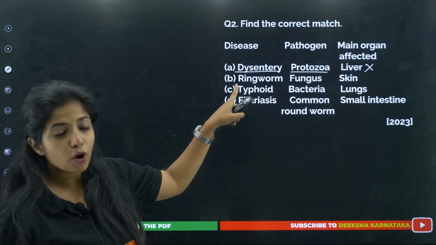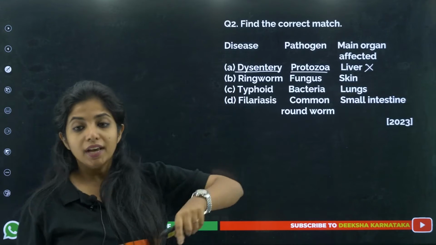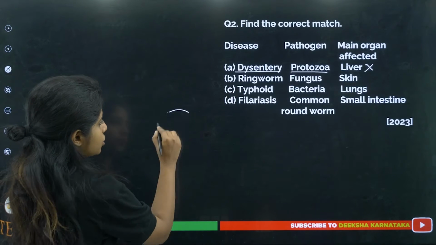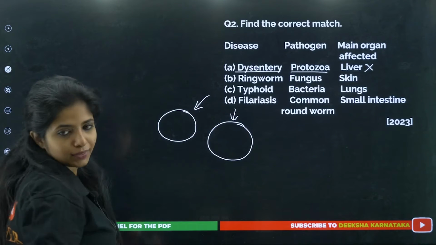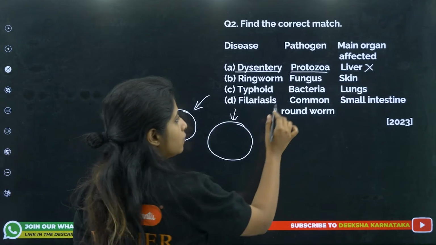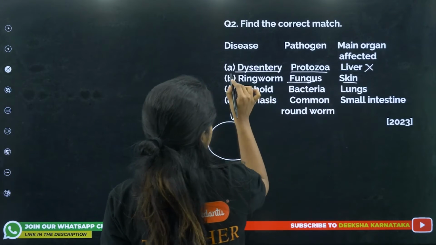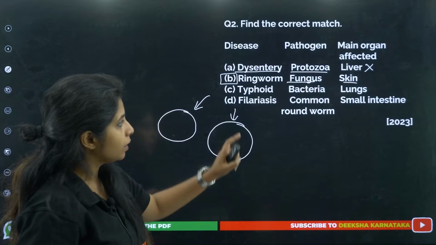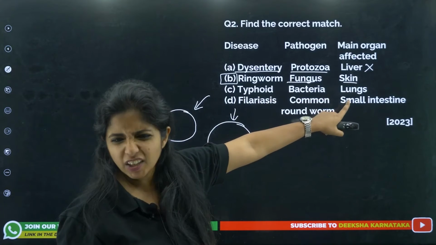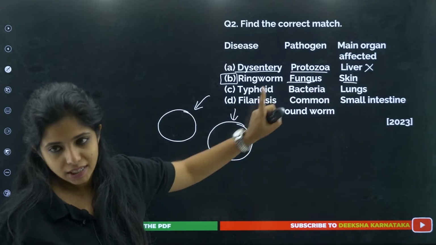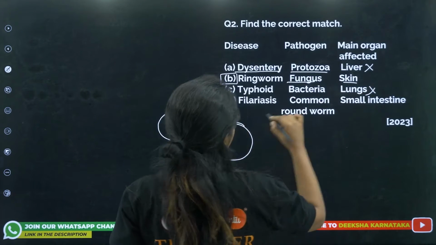Ringworm disease, you always think it's a worm that is causing the disease. No, in ringworm disease you get patches like rings, which is why you call it ringworm disease. But it is actually caused by fungus and it is affecting your skin also. So this is the correct option, but let's see others. Typhoid is caused by bacteria, yes, Salmonella typhi. But is it affecting your lungs, children? No, it affects your small intestine. So this again is a wrong option.